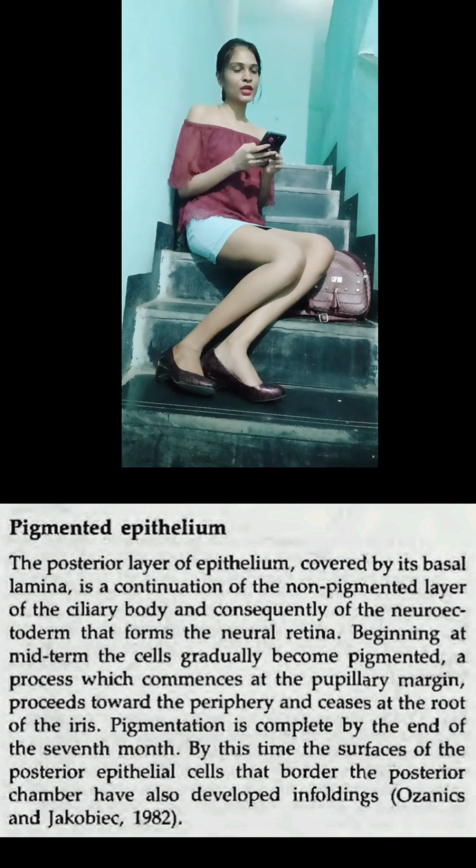Pigmented epithelium. The posterior layer of epithelium covered by its basal lamina is a continuation of the non-pigmented layer of the ciliary body and subsequently of the neuroectoderm that forms the neural retina. Beginning at midterm, the cells gradually become pigmented, a process which commences at the pupillary margin, proceeds toward the periphery and ceases at the root of the iris. Pigmentation is complete by the end of the 7th month. By this time, the surfaces of the posterior epithelial cells that border the posterior chamber have also developed infoldings.